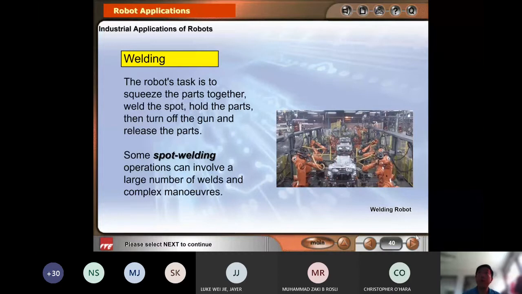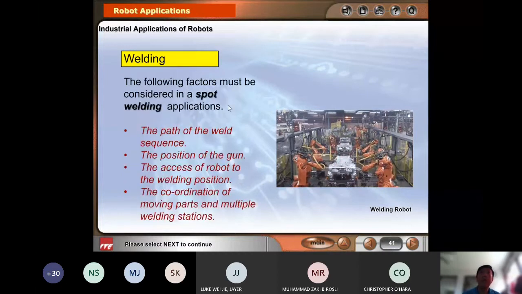So this is spot welding, I just mentioned. Okay, spot welding, we have to consider these few things. It's not that important, just know more information. If it's important for the exam, I'll mention. So the path, how it's moving, you can see the robot movement. The position of the gun. You can realize that the gun position is very specific.